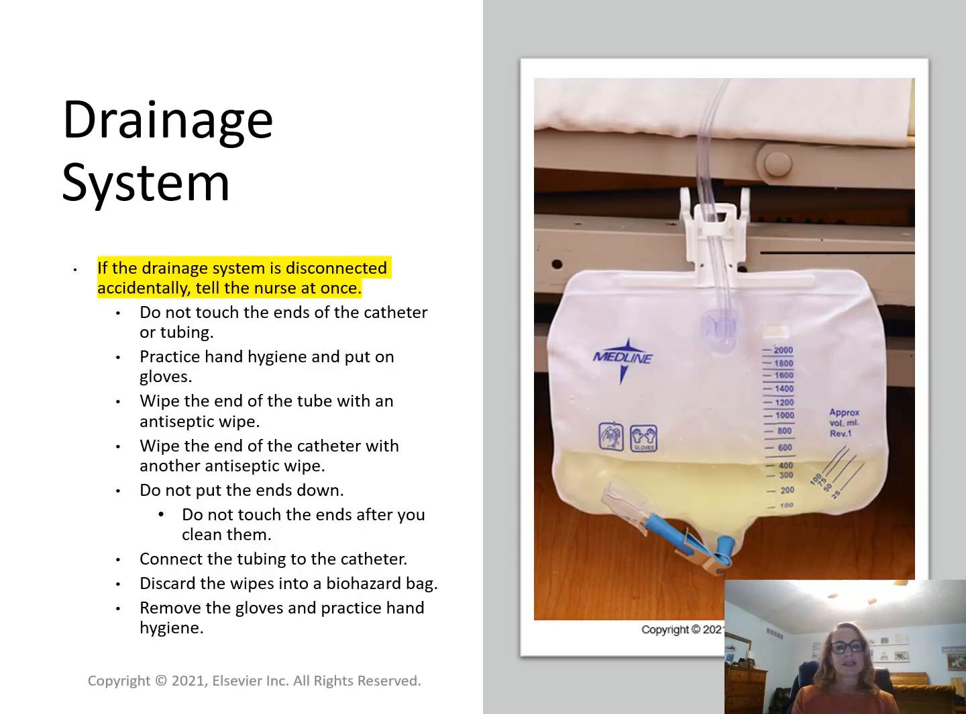If the drainage system is disconnected accidentally, you're going to tell the nurse right away. Don't touch the ends of the catheter or the tubing. You're going to always practice hand hygiene and put on gloves. Again, you're going to wipe the end of the tube with an antiseptic wipe. Wipe the end of the catheter with another antiseptic wipe. Do not put the ends down. Do not touch the ends after you clean them, okay? And we're going to practice all this in campus lab. You're going to connect the tubing to the catheter, discard the wipes in a biohazard bag, remove your gloves, and practice hand hygiene. Okay?